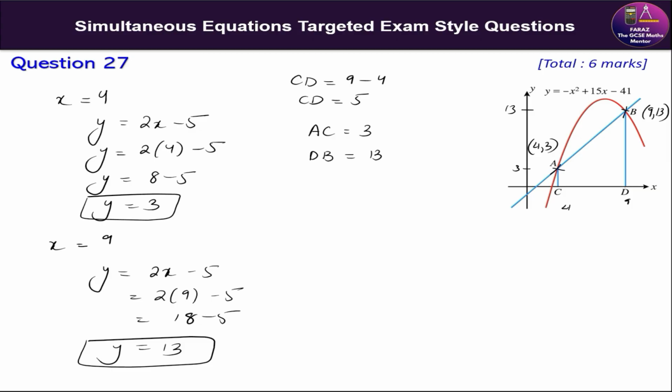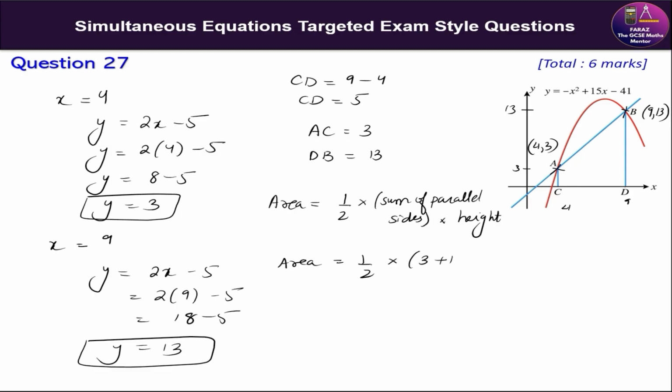Now use the trapezium area formula. The formula for the area of a trapezium is half times the sum of parallel sides times height. So the area would become half into, so the parallel sides are AC and BD or DB. So it means 3 plus 13 times the height. Height is the length in between C and D and that is 5.